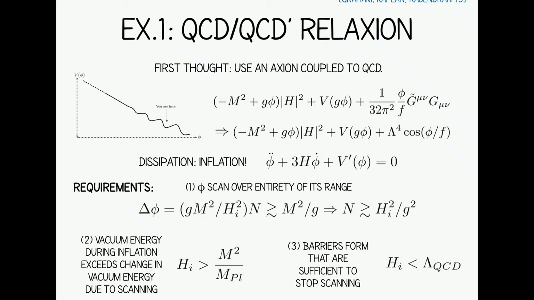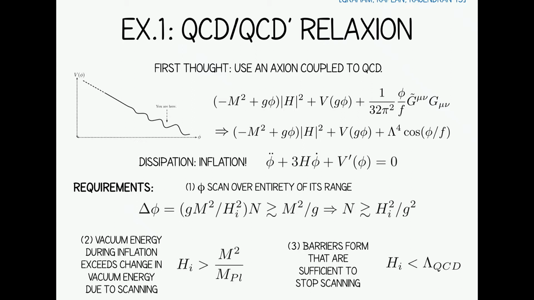Okay. The next requirement you have, as this field is scanning through its potential, right, is that it's starting at large values of its potential and going to smaller values. That means the vacuum energy associated with this field is going through some large range. So in order for the friction effects to work and for the dynamics of the field to work in the right way, and for inflation to govern the evolution of this field to give us the friction, the vacuum energy during inflation needs to exceed the change in the vacuum energy from moving the field from the top of its potential to the bottom. So that gives you a constraint on Hubble during this inflationary period related to the terms in the potential.